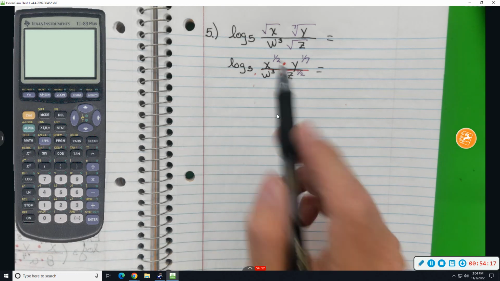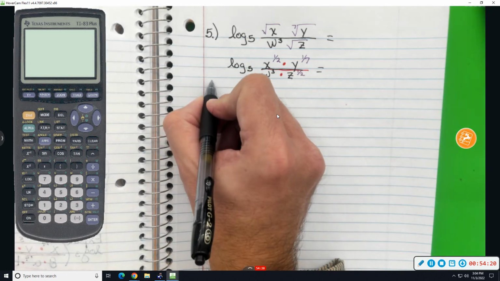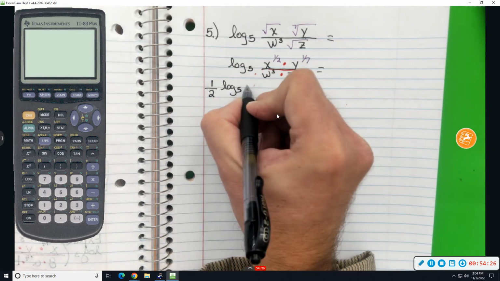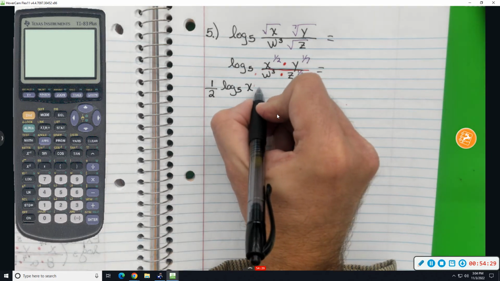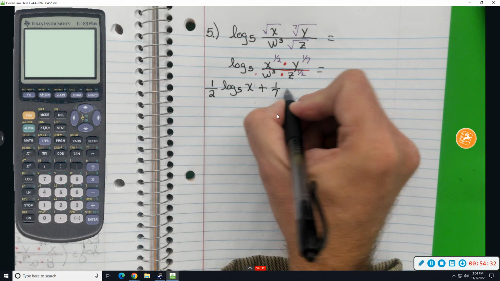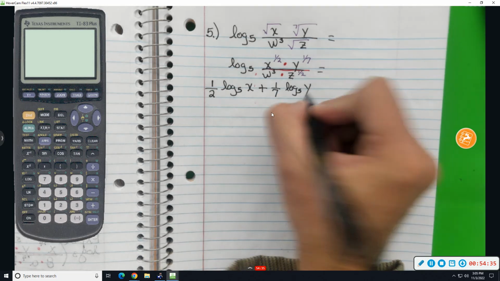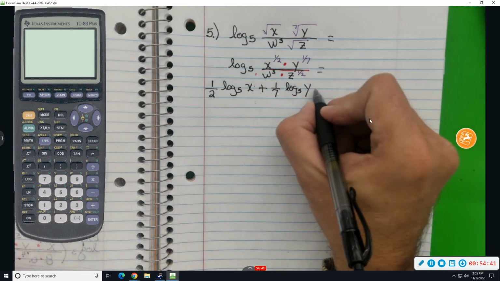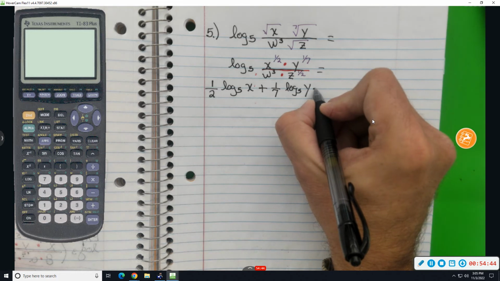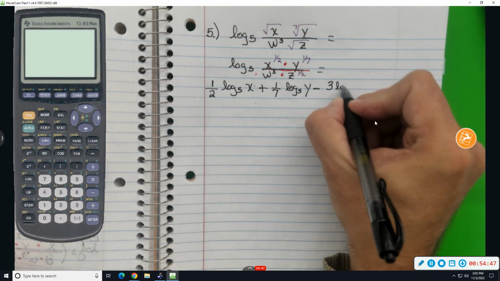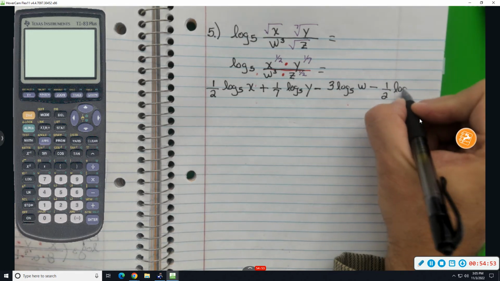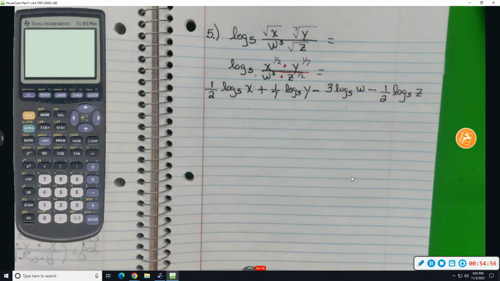And you start off, what's the first thing I'll write? 1/2 log base 5 of x, plus or minus? Plus. 1/7 log base 5 of y. And that's a plus because y is up on top, but we're about to move down to the bottom. So minus 3 log base 5 of w, minus 1/2 log base 5 of z.